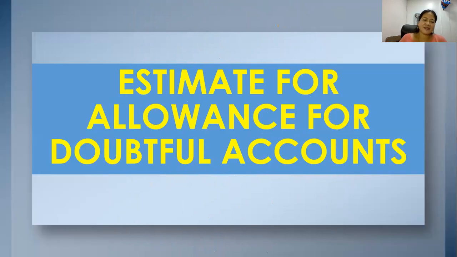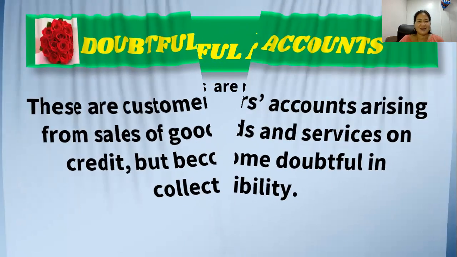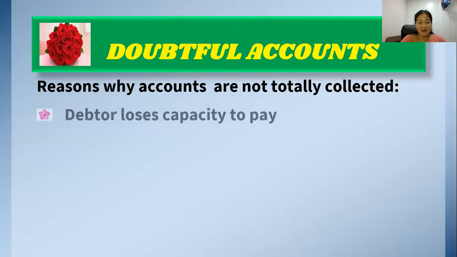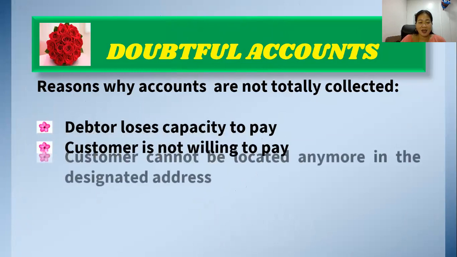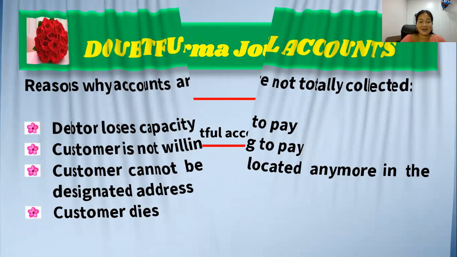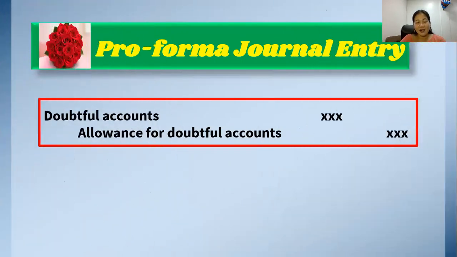Okay, next we have the estimate for allowance for doubtful accounts. So doubtful accounts are customers' accounts arising from sales of goods and services on credit but which become doubtful in collectability. Reasons why accounts are not totally collected: the debtor loses capacity to pay, the customer is not willing to pay, the customer cannot be located anymore at the designated address, or the customer dies. So these are the reasons we can no longer collect our accounts receivable.